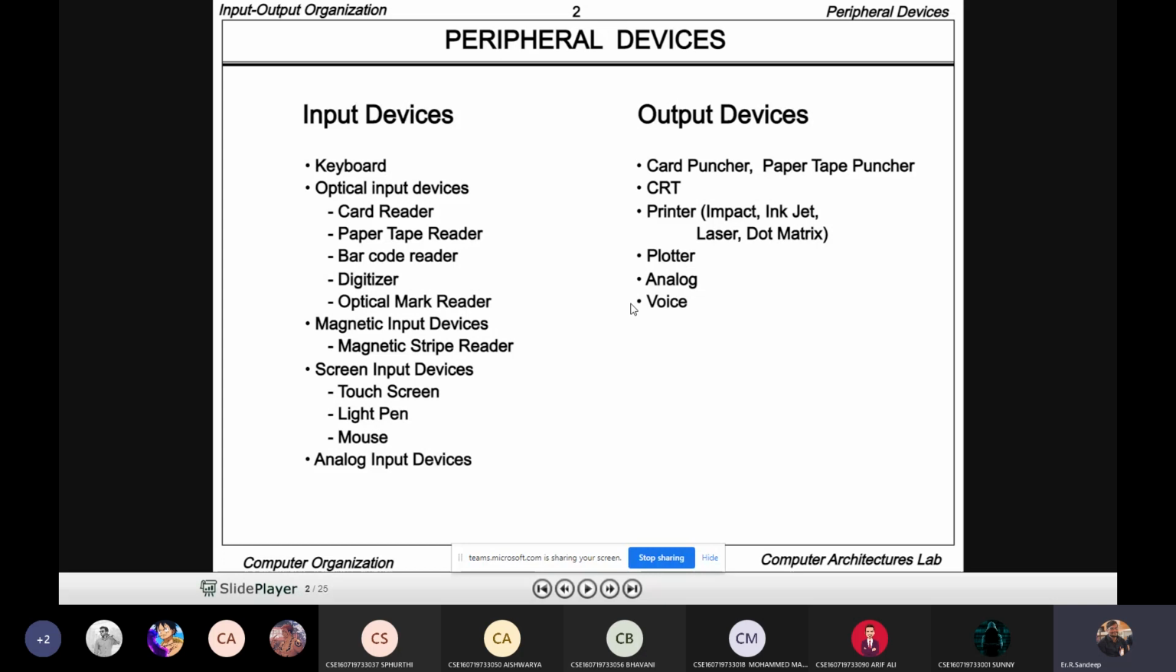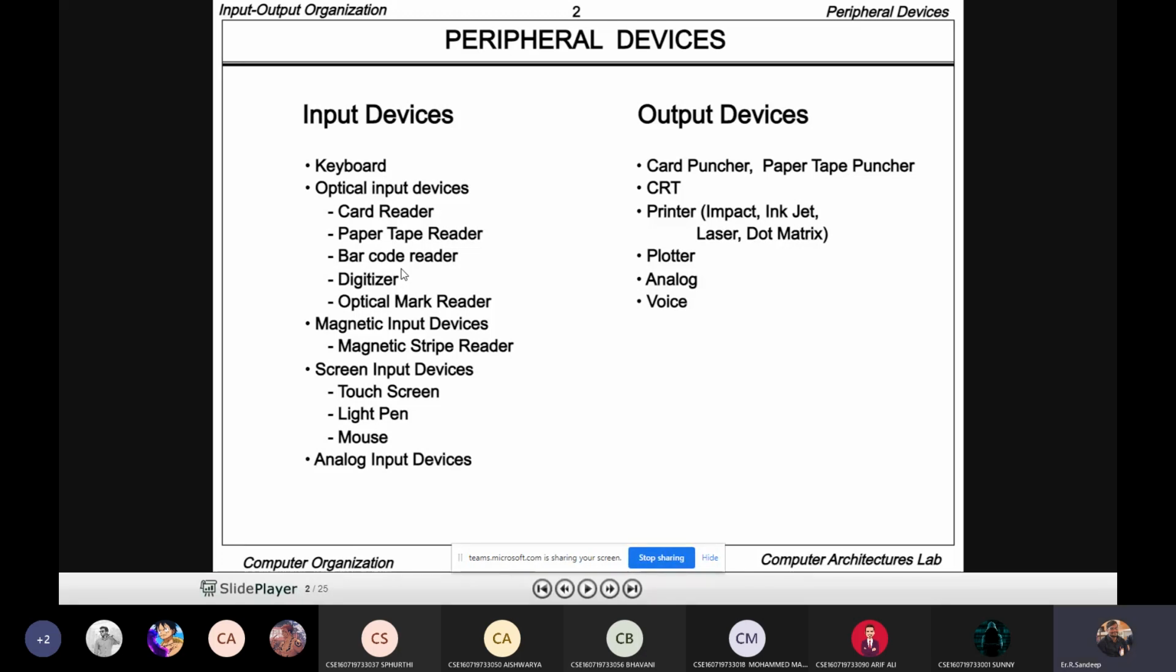What are the peripheral devices? The peripheral devices are the input devices and output devices. For example, the keyboard is an input device. Optical input devices, for example, card reader, paper tape reader, barcode reader, digitizer, or optical mark reader. These all will be considered as optical input devices. And along with this, we are having magnetic input devices also. The magnetic input device is the magnetic stripe reader.